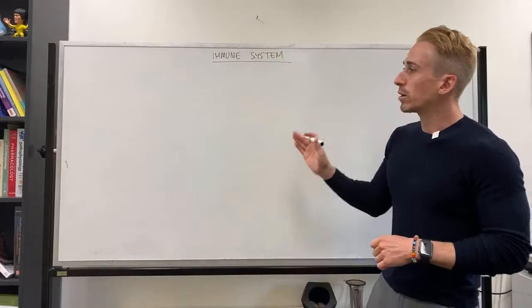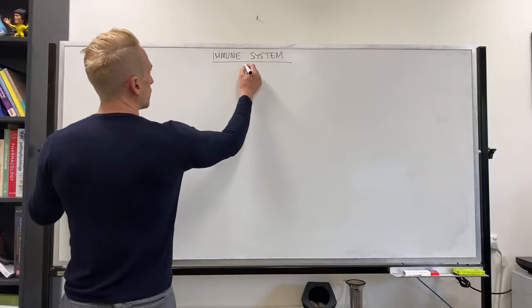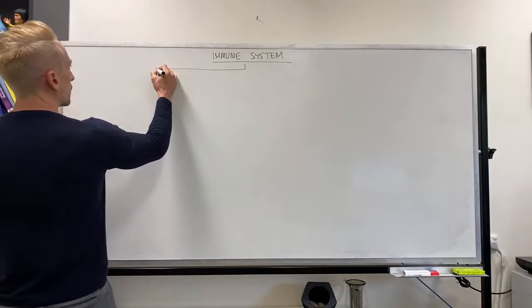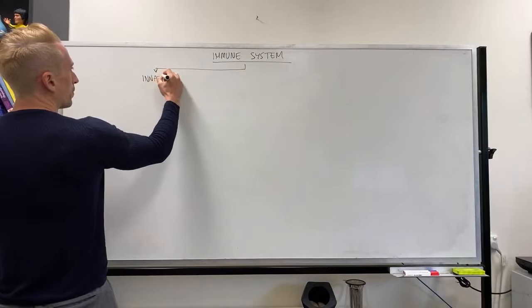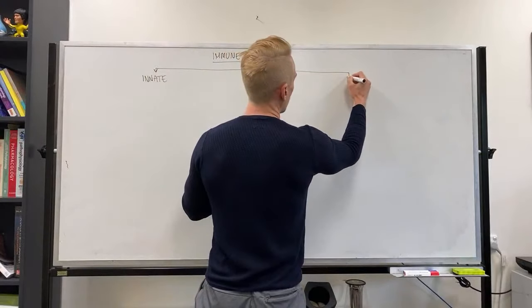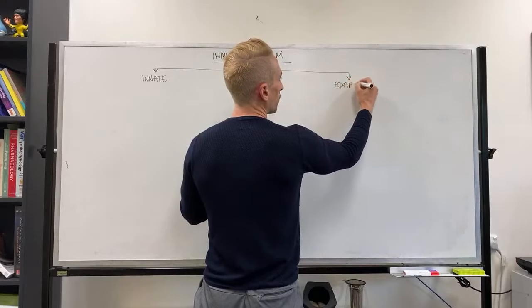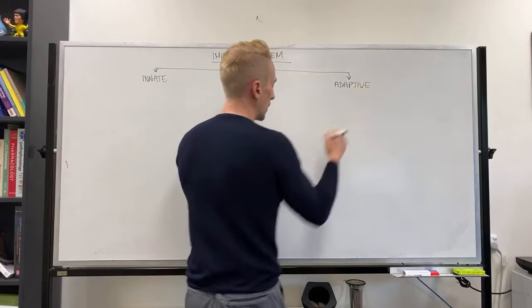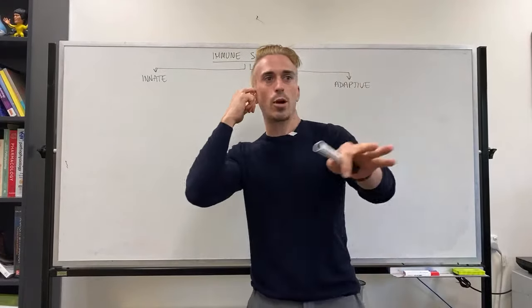So when we look at the immune system, you can divide it into two major subcategories. You've got something called the innate immune system, and you've got something called the adaptive. So these are the first two subdivisions. Now, if you have any questions at all, just pop it through.